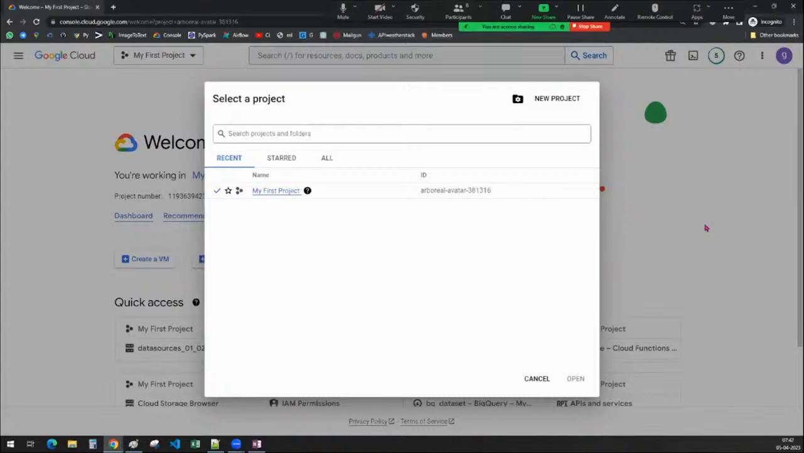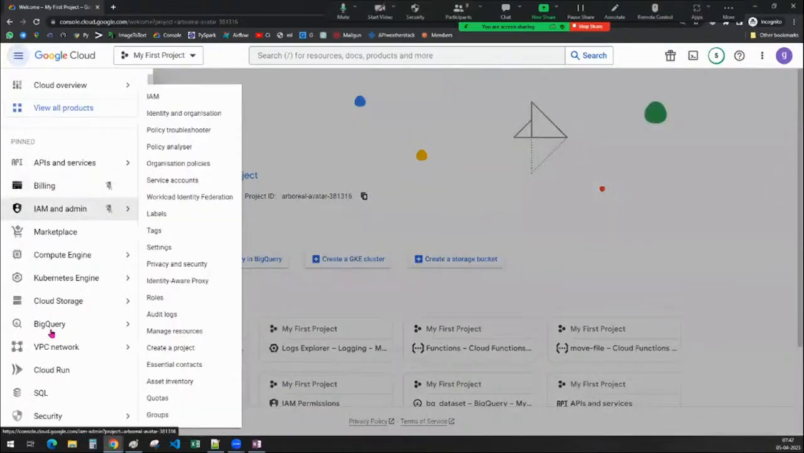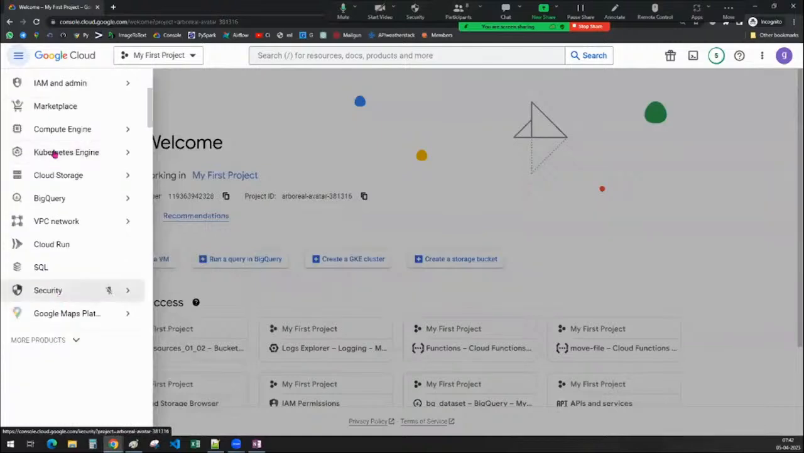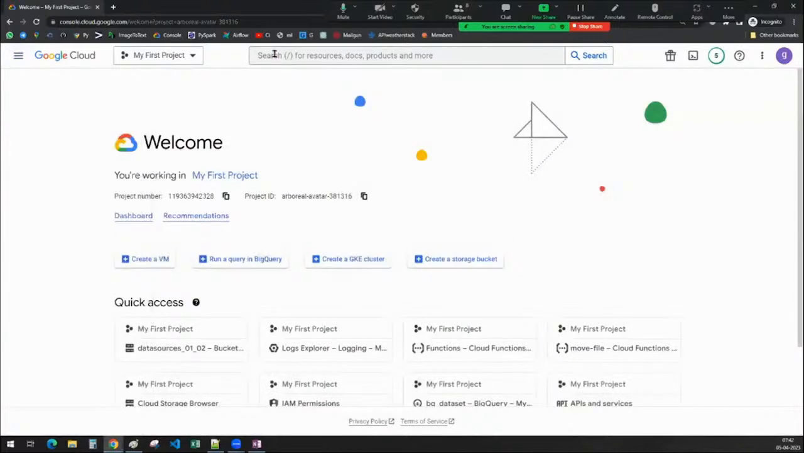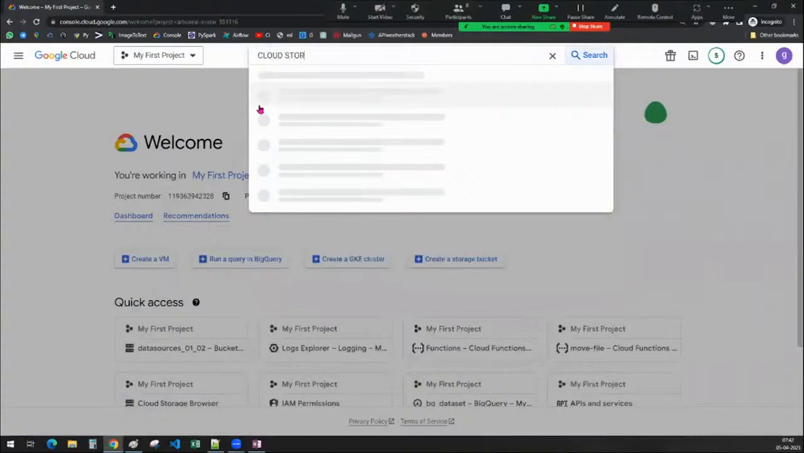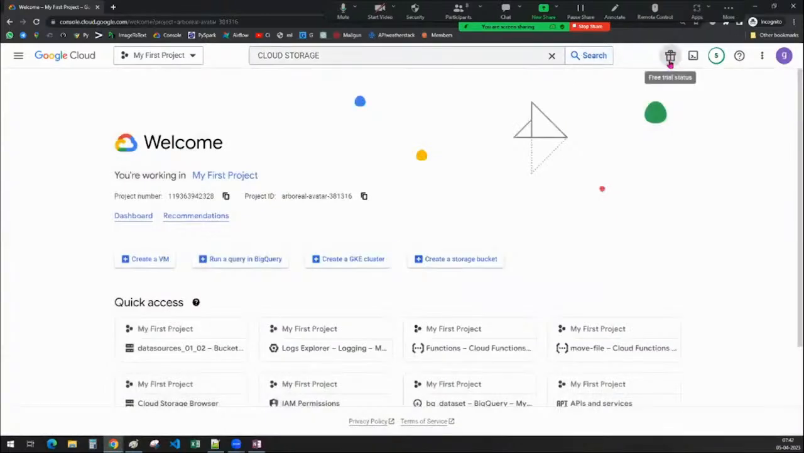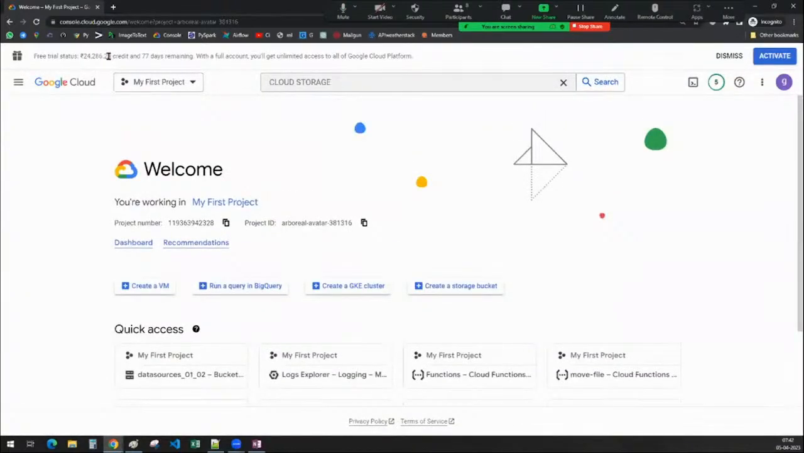Now, once you are here, if you want to work with any service in GCP, you can either go to the left navigation menu and select that service. Like if you are working with Google Cloud Storage, you can select it here. If you want to select it directly, you can directly search for that particular service. After that, there is the free trial status, where you can see how much money is left in your free trial and how many days remain.